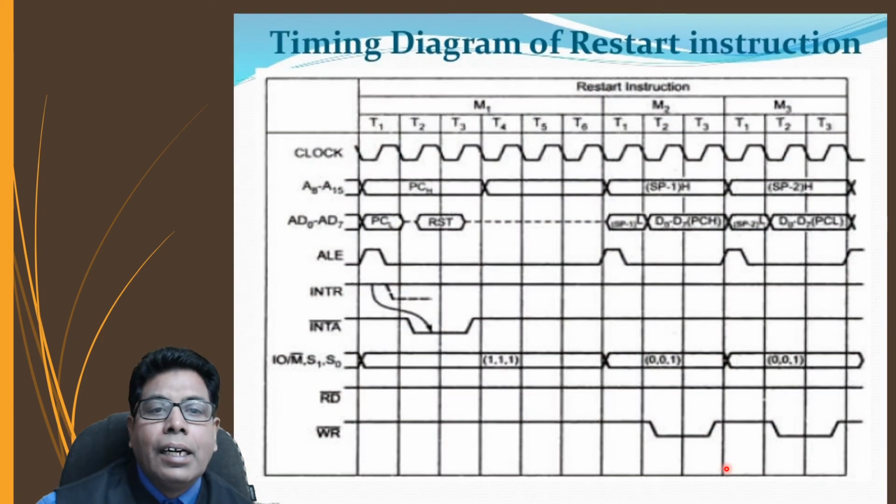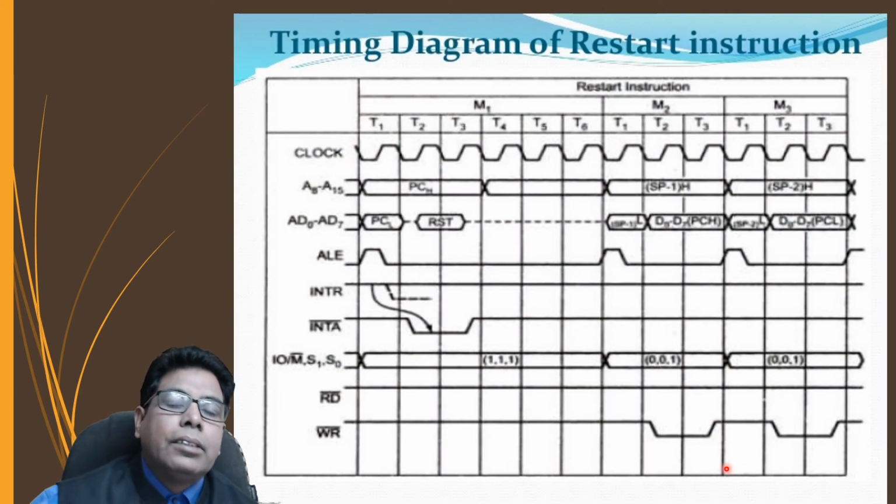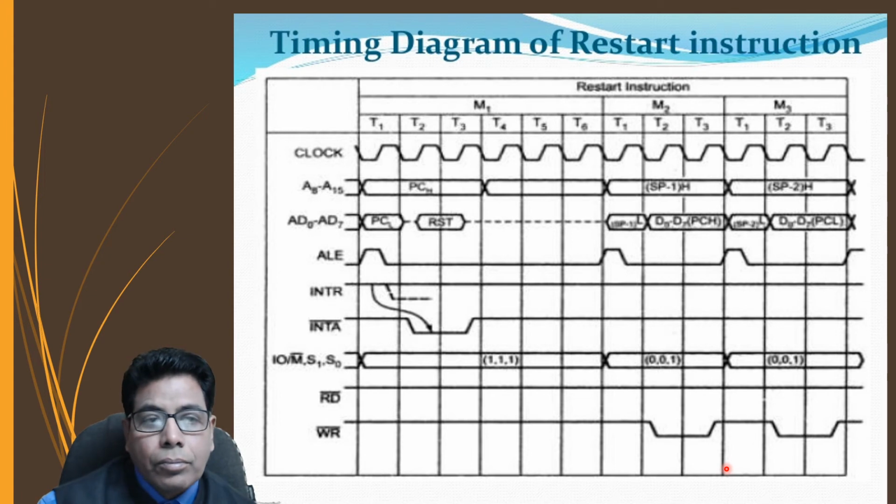Let us see the timing diagram first, and then we'll see how we can generate the particular address. So here is the timing diagram for the restart instruction. We have the clock, then this is machine cycle 1, machine cycle 2, and this is machine cycle 3.